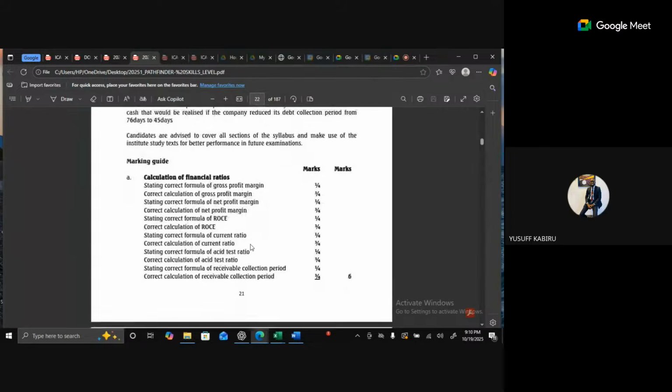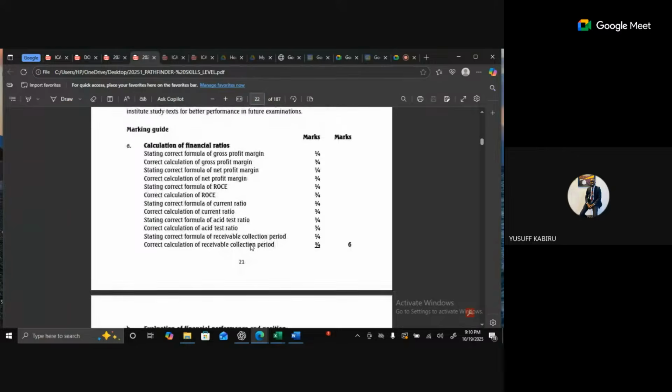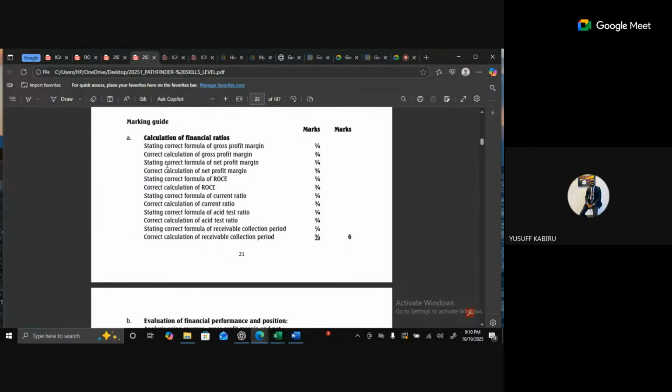So that brings us to the end. This is the marking guide stating the correct formula. Once you state the formula, this is the mark you will get. Correct calculation of the gross margin, this is how much you get. So you get a mark for stating the formula and a mark for the calculation that you do for each of those ratios.